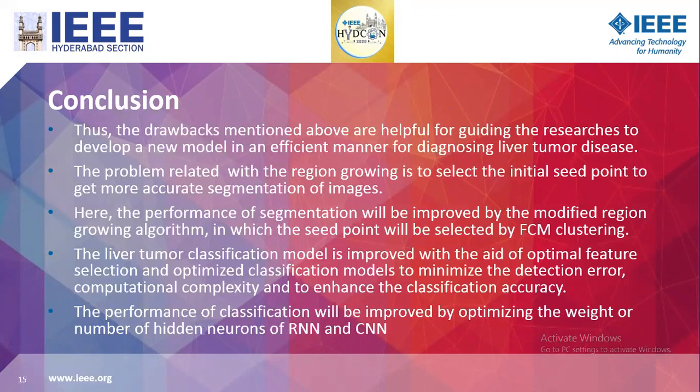And for classification, we have combined RNN and CNN methods. Here, the optimization of the number of hidden neurons can be obtained by using bio-inspired algorithms. So this method, with less computational complexity and less time, gives accurate results. This is the proposed method.